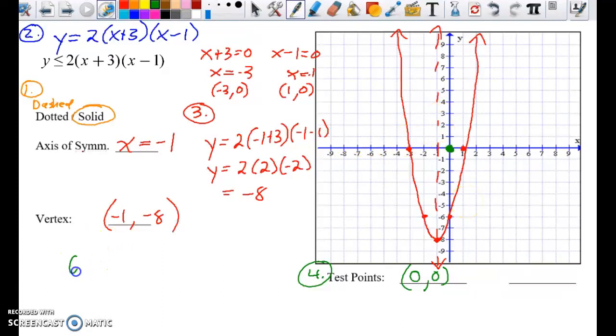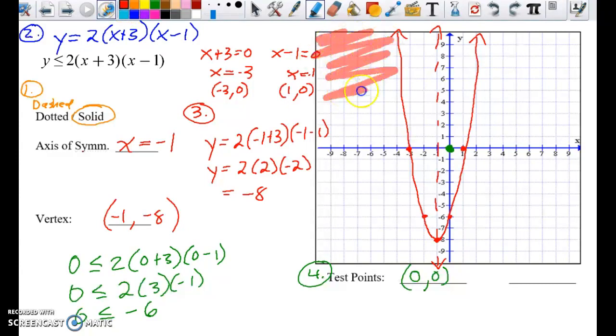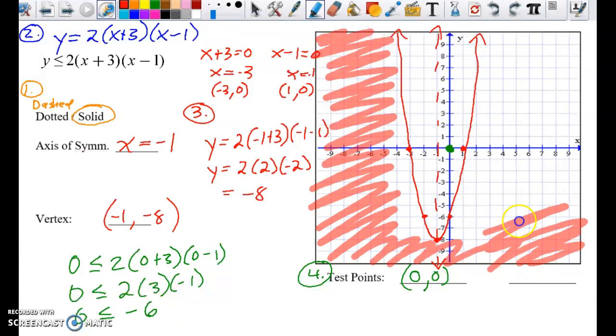So I'm going to test it by plugging into the original inequality. 2 times (0 plus 3)(0 minus 1). So 0 is less than or equal to 2 times 3 times -1. 0 is less than or equal to -6. That's not true. Now look where the test point was. It was above the parabola or inside. So that means I have to color on the outside of it or below it. So actually, this is what the graph would look like of this inequality.